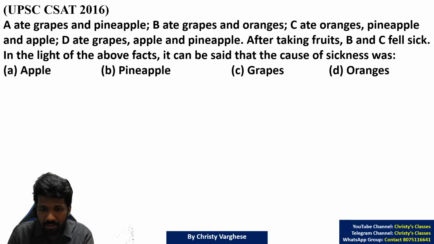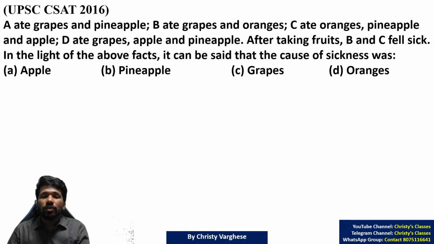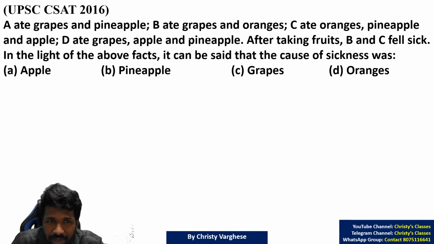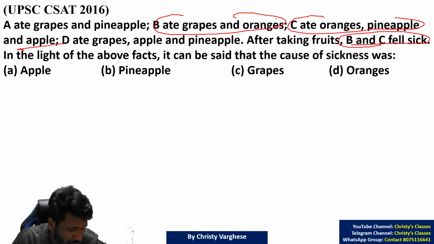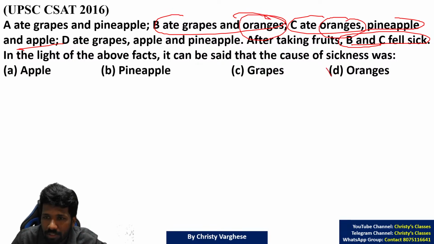Okay, so A ate grapes and pineapples, B ate grapes and oranges, C ate oranges, pineapple, apple, D ate grapes, apple, pineapple. After taking fruits, B and C fell sick. So what are the fruits they ate? Grapes and orange, orange and pineapple, orange, pineapple and apple. What is the common factor? Like we discussed in the previous question, common factor is orange. So most probably oranges can be the cause of sickness.